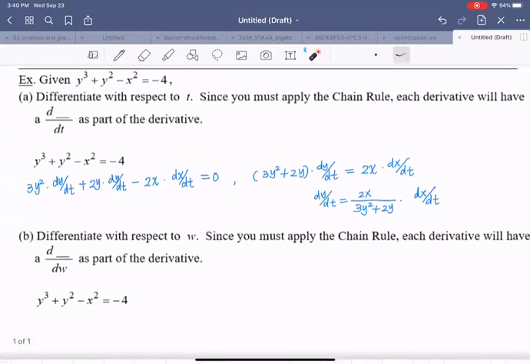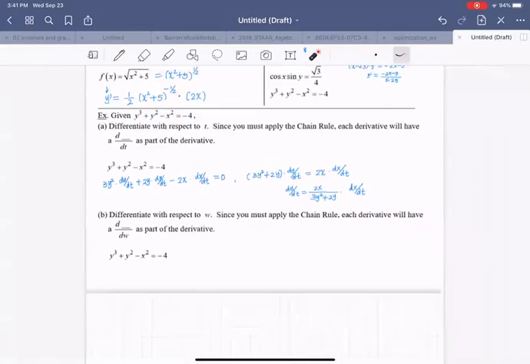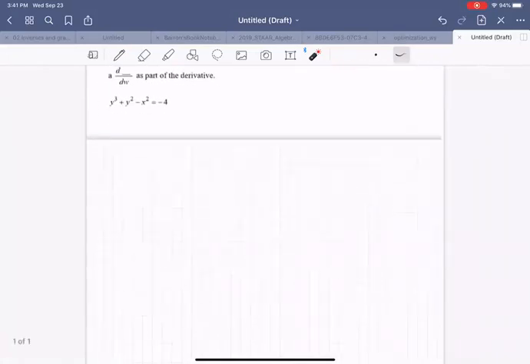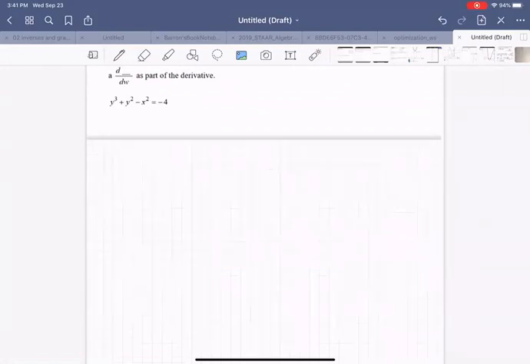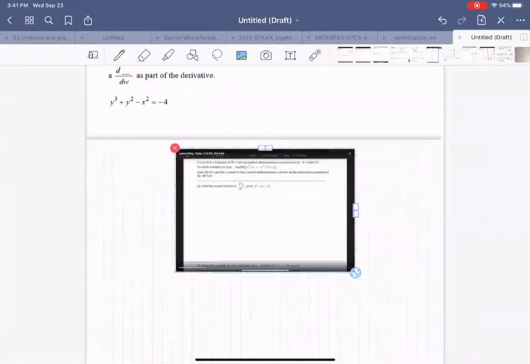Now, this one, question B, with respect to w, it's going to be the same. Just change dt to dw, that's it. That makes sense? Yes. We will have no trouble with this one. I do see that you have some trouble with this one, which is dy over dx. We can already do it. Let's see this one.